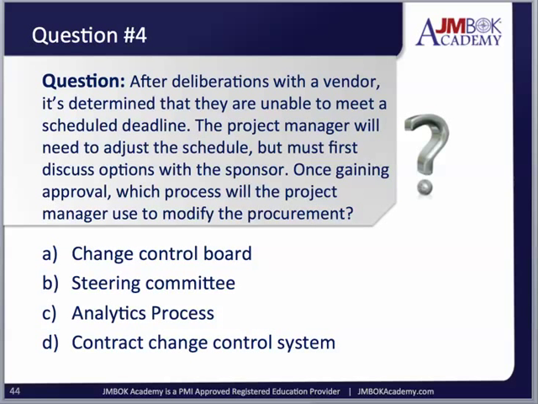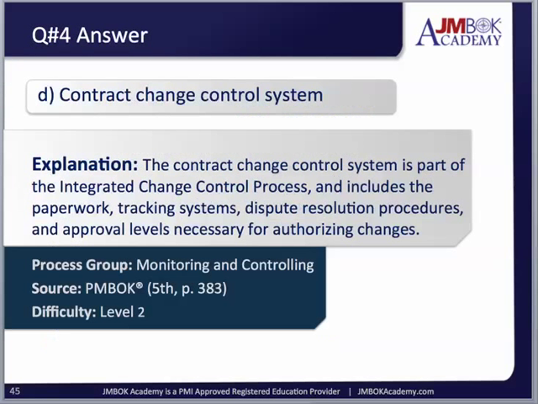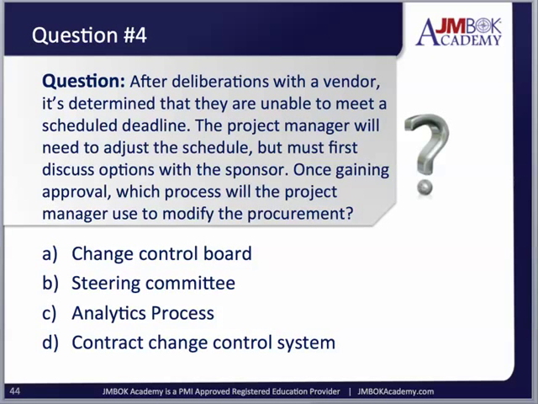The definition of procurement is the buying of goods and services from an external vendor, which is the scenario that we have in front of you here. So is it A, change control board, B, steering committee, C, analytics process, or D, contract change control system? All right, the answer is D, contract change control system, because we are dealing with a vendor.